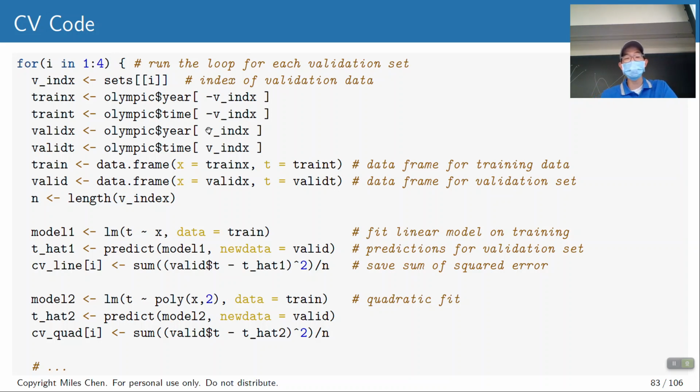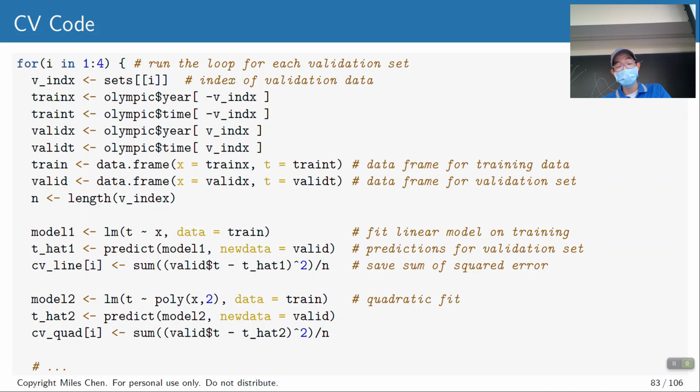And then the validation ones will be just those indices. I'll make corresponding data frames of the training data and validation data using the training x's and training t's and validation x's and validation t's. Then I will create a model. I'm going to create a linear model to predict t based on x using my training data. And then with this model, I'm going to make predictions for the validation data.